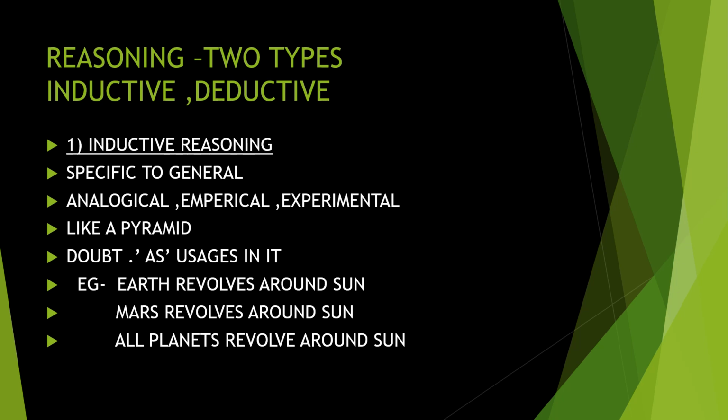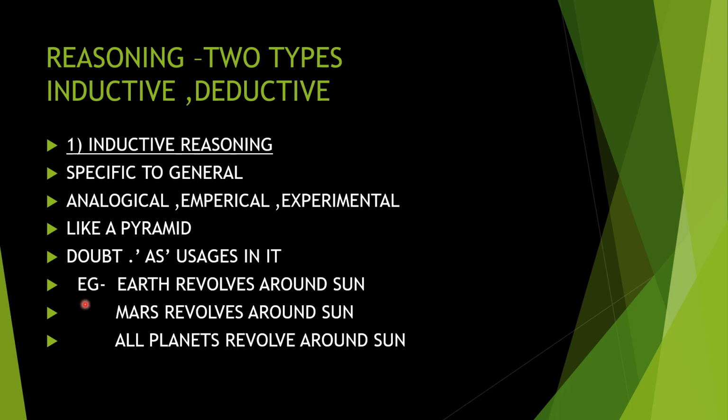Examples of such kind are analogical reasoning, the kind that uses words like 'as', empirical reasoning, experimental reasoning. All this comes under inductive reasoning. It is like a pyramid. You know what a pyramid is? It's a tomb made for the pharaohs in Egypt, and its shape is like a triangle. Inductive reasoning is like a pyramid, and we can see the usage of 'as' in inductive reasoning, and doubt too.